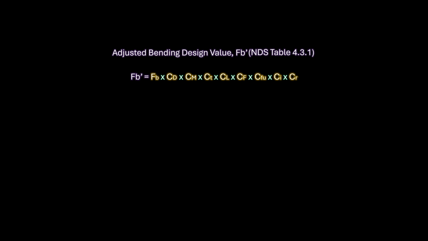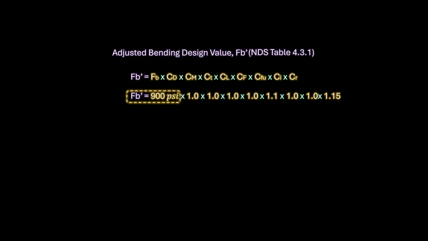We had previously determined that the reference design value for bending for grade number 2 Douglas fir larch lumber is 900 pounds per square inch. We have also determined that all of these adjustment factors are 1.0 except the size factor, which is 1.1 for the 2 by 10 sawn lumber joists, and the repetitive member factor, which we determined is 1.15. Therefore, the adjusted bending design value is 1,139 pounds per square inch. This is greater than the actual demand bending stress of 1,058 pounds per square inch, which we determined is the maximum design bending stress based on the loading. This means that the joist is adequate in bending.